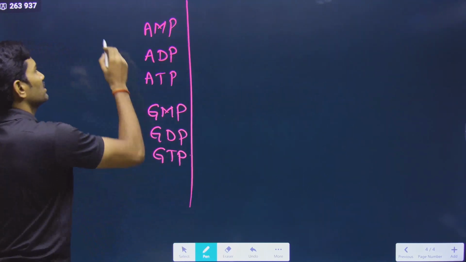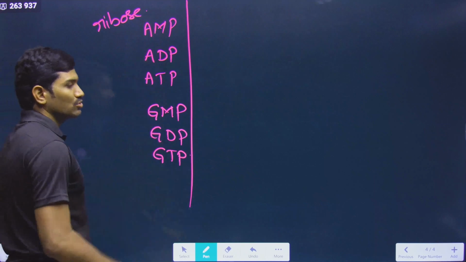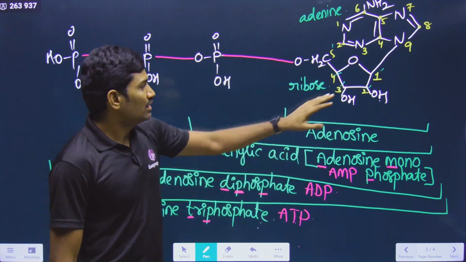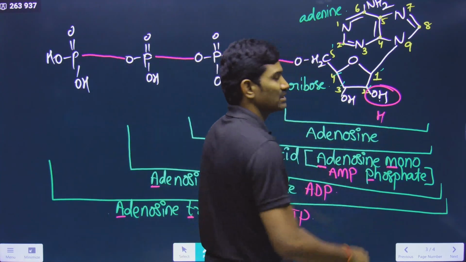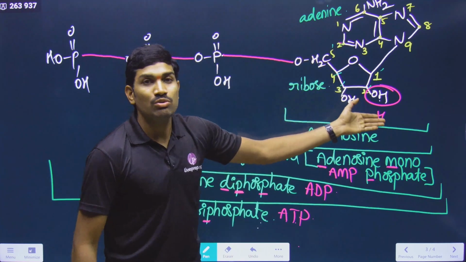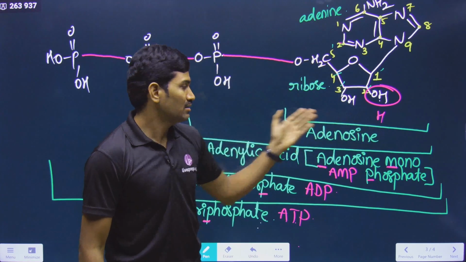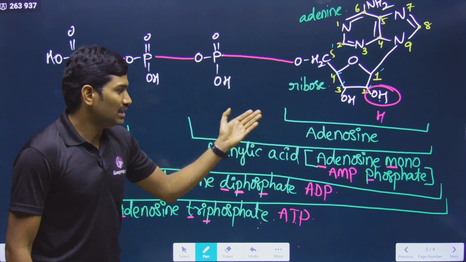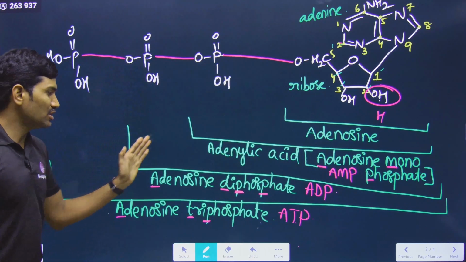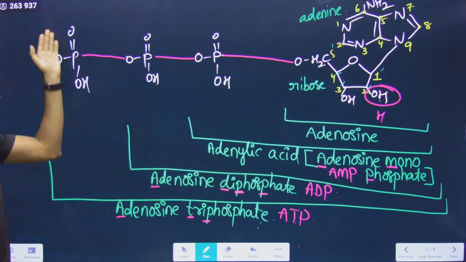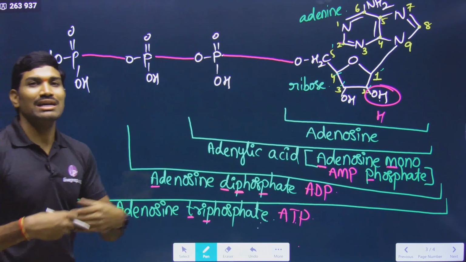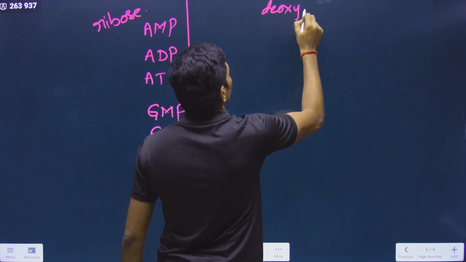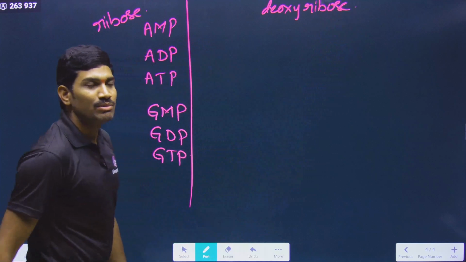In all these cases, what is present? Ribose sugar is present. Yes or no? Simply, let us get all the names from the single structure. Suppose instead of OH, if H is present, then what will it be? Adenine plus 2-deoxyribose is called deoxyadenosine. Here it will be deoxyadenylic acid or simply deoxyadenosine monophosphate. Up to this it is called deoxyadenosine diphosphate. Up to this, deoxyadenosine triphosphate. Simply you need to add a deoxy.